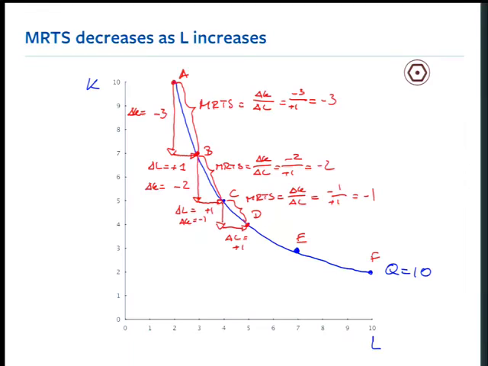So as we move towards the right on our isoquant, what happens? I'm using more labor. What happens to my marginal product of labor out there? You're using more of it, so it becomes smaller. Are you using less capital as you move along? Yes, you are. So the amount of capital you're using is smaller, so the marginal product of capital goes up.